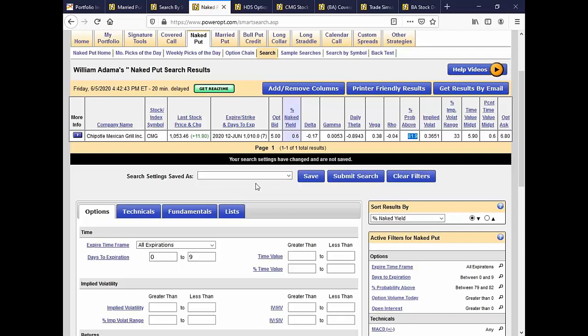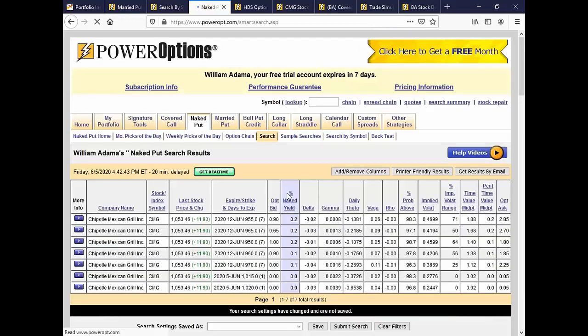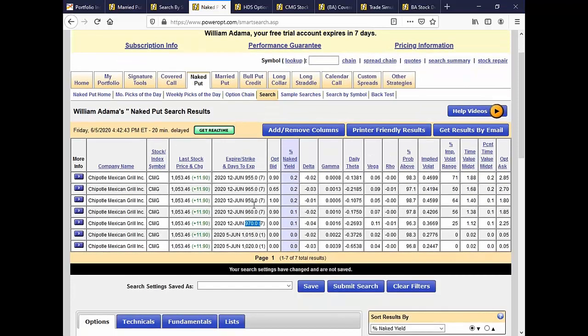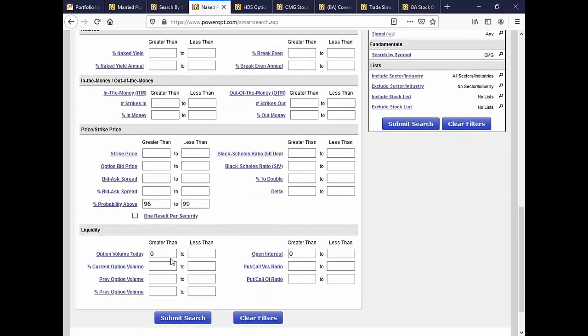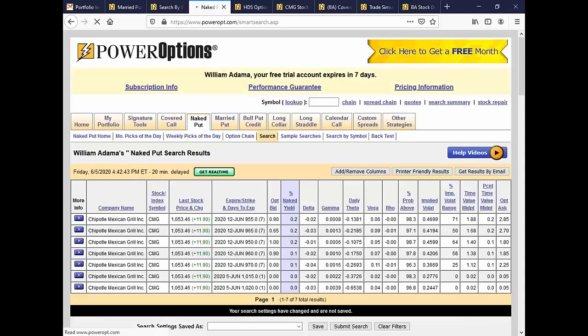That's what I have. Okay, 79 to 82%. I'd say that you're, on our calculations, what did you mention, 990 or 995? It's probably a 96 to 99% probability. And the 990 didn't come up. I wonder why. Maybe it didn't have any option volume today. Maybe the 990 or 995 didn't trade today. It seems unlikely.